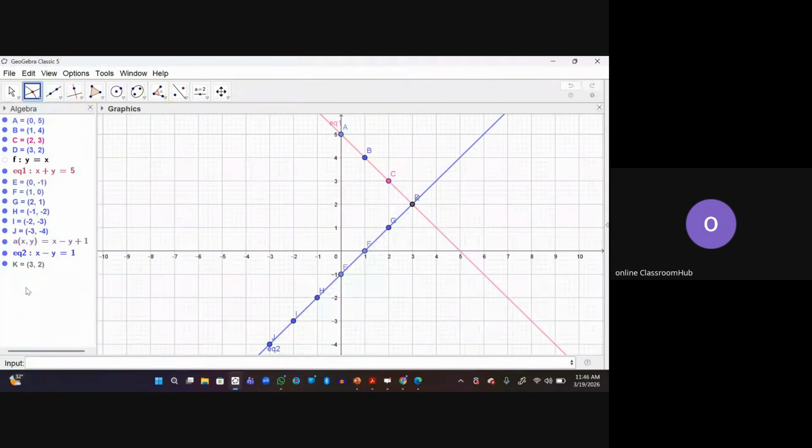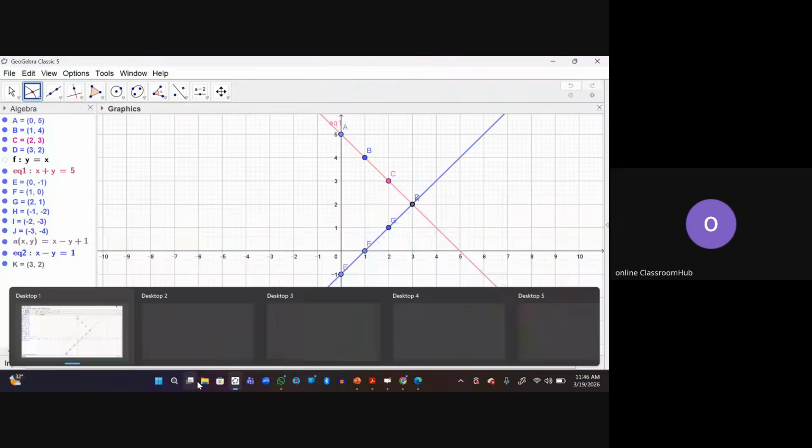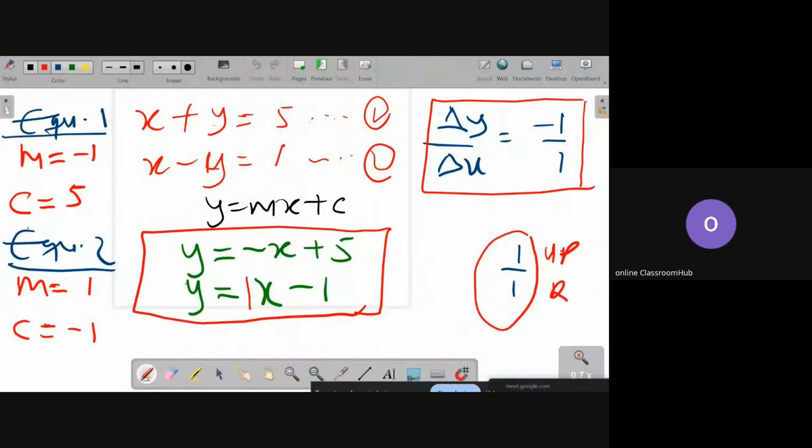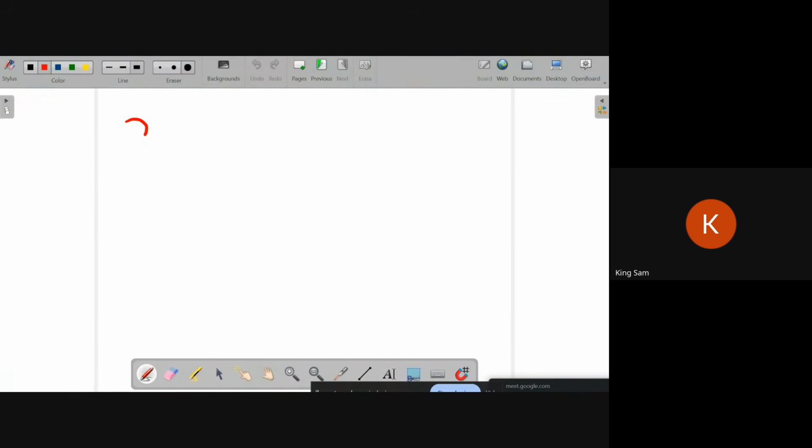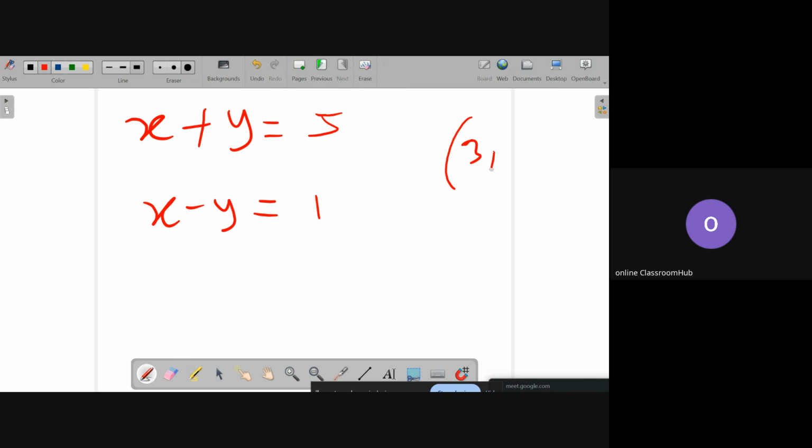Okay, so that is key: 3 and 2. Now let us put 3 and 2 into the equations and see if it will satisfy them. We have x plus y is equal to 5, then x minus y is equal to 1, and we are saying that x is 3, y is 2.